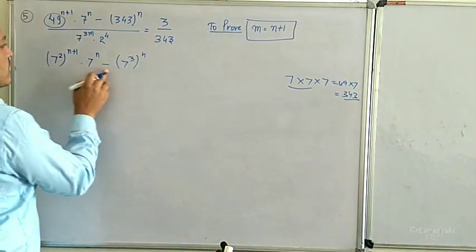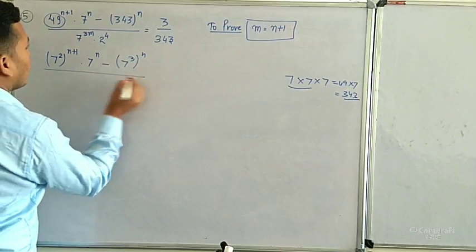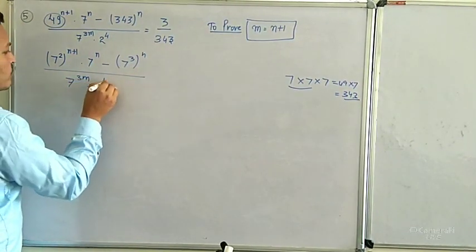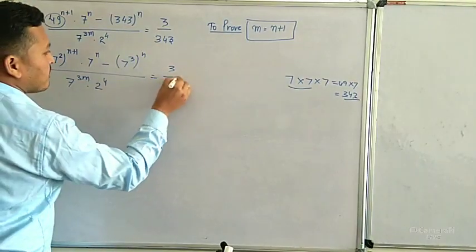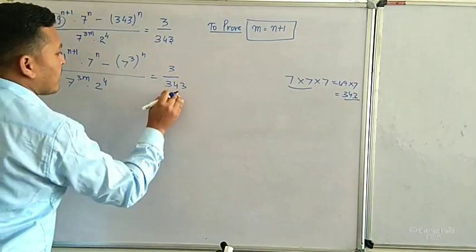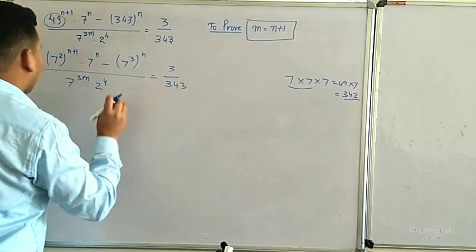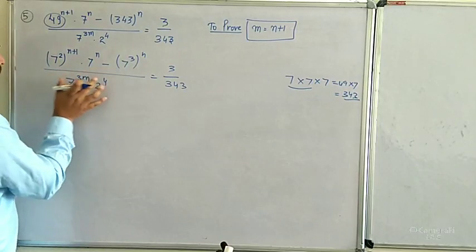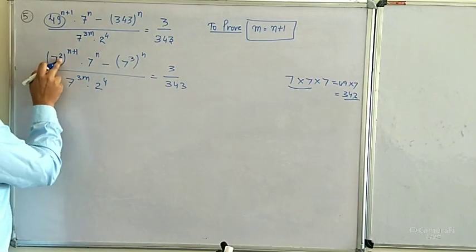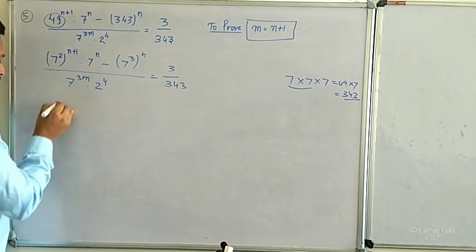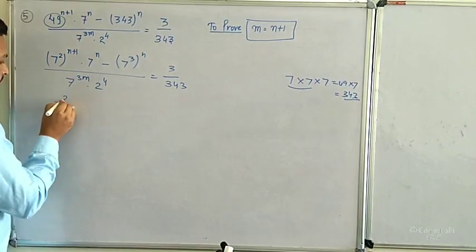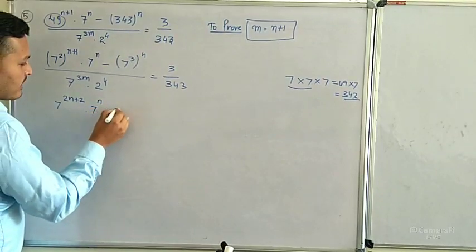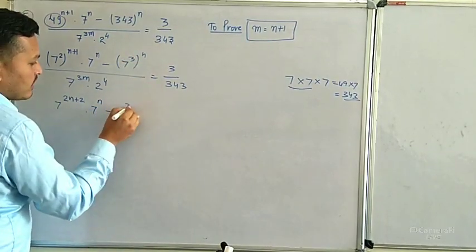So 7 squared, 7 to the power n, and so on, this is also in the form of an exponent. So 2 to the power 4 is equal to 3 upon 343. This part we can show at the end. First of all, try to solve the left part of this question. So 7 to the power 2 and whole to the power n. As you know that the powers will be multiplied, so 2n plus 2 into 7 to the power n minus 7 to the power 3 into n, 3n.